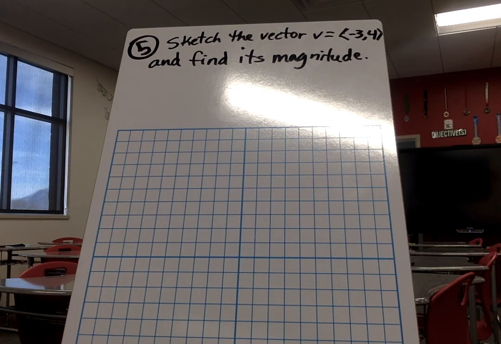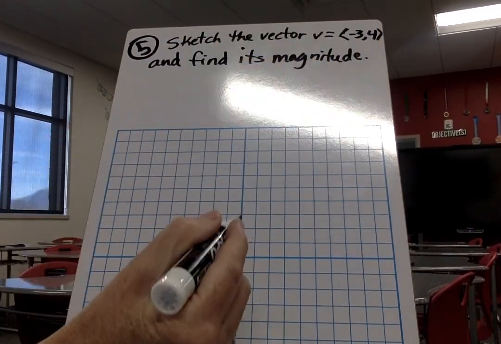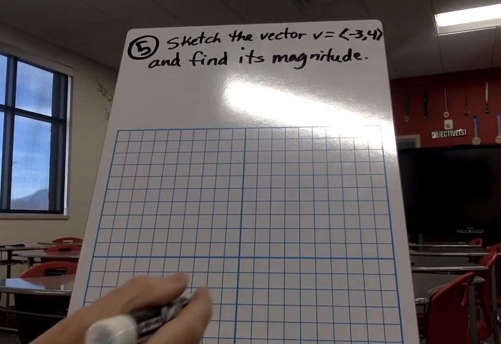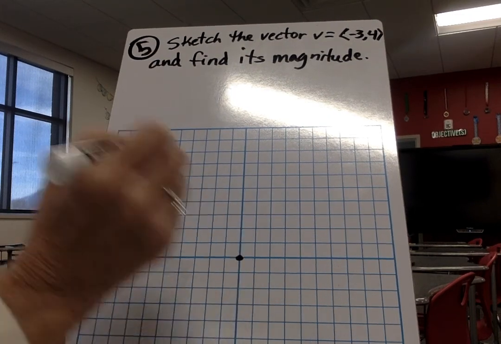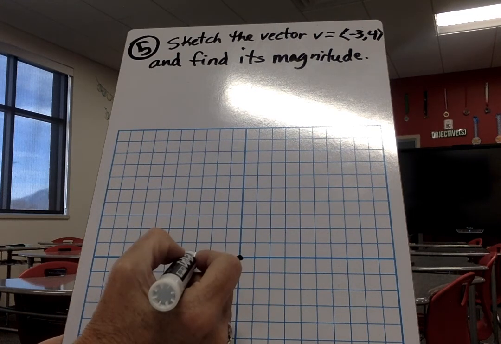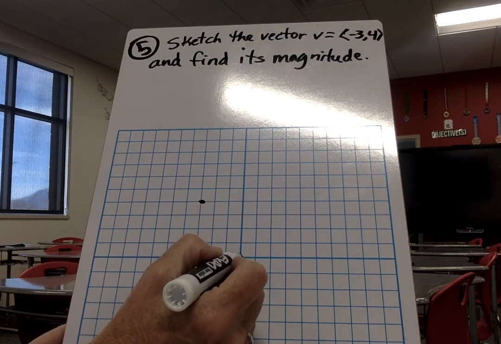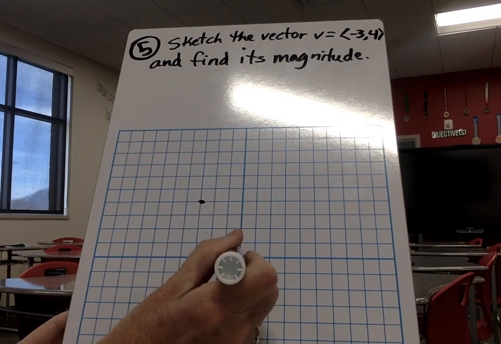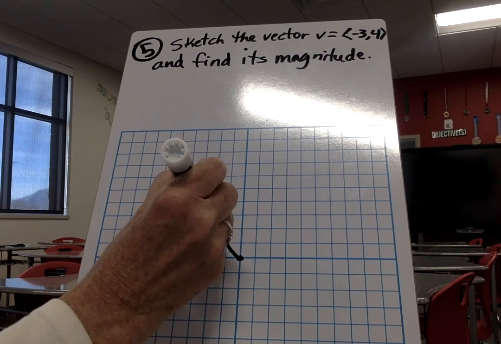Okay, so the vector v equals <-3, 4>. If there's no other coordinate, we start at (0, 0). So we go to (0, 0), then we go -3: 1, 2, 3, and up 1, 2, 3, 4. And we're going to draw that line and then draw the vector there.